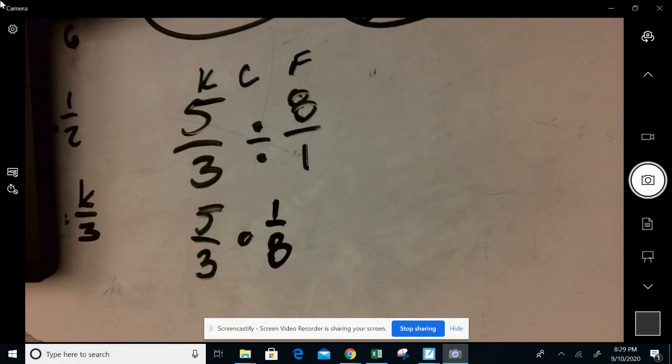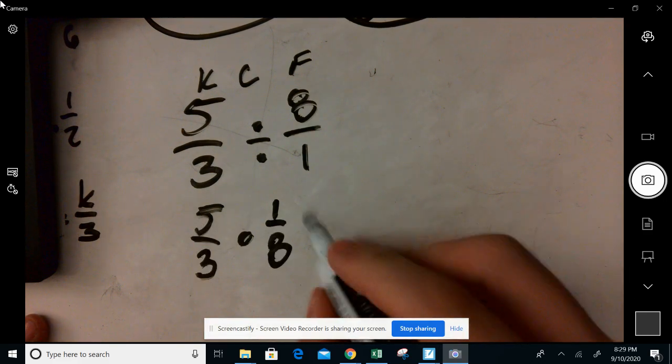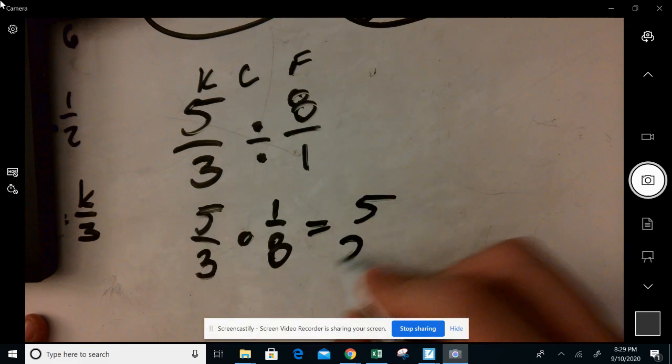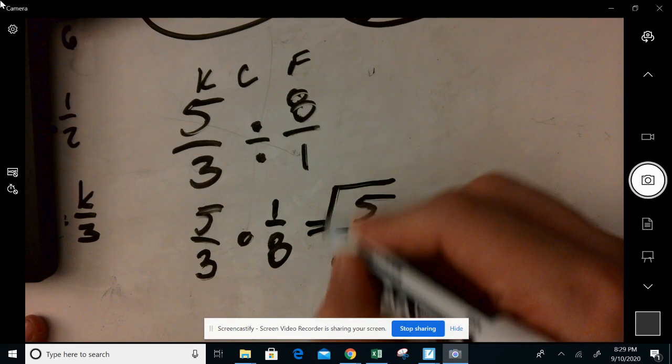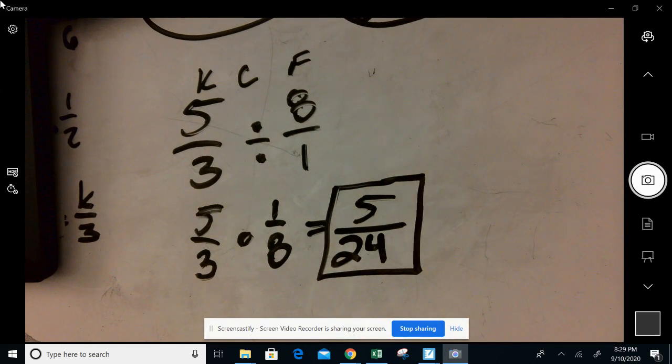And then what's nice is it's just a multiplication problem now. So division, we change to a multiplication problem. So 5 times 1 is 5. 8 times 3 is 24. You can't reduce that. There's your answer. So division, you do not need a common denominator. Keep, change, flip in order to multiply straight across.